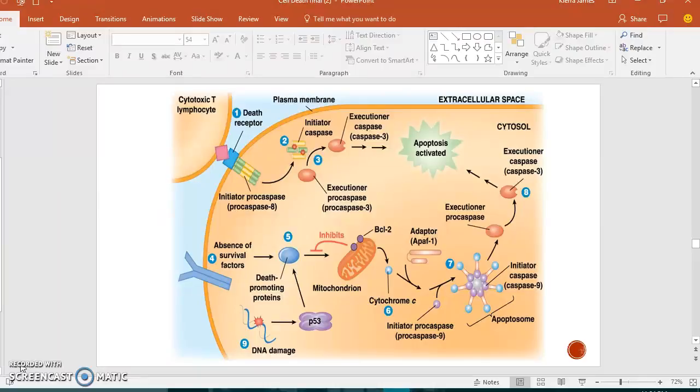When survival factors are no longer present, death-promoting proteins accumulate, outweighing proteins that are anti-apoptotic, causing a release of cytochrome C. Cytochrome C forms a complex with other proteins, leading to activation of caspase-9, which is an initiator caspase. Caspase-9 then activates caspase-3, which is the executioner caspase, causing apoptosis.